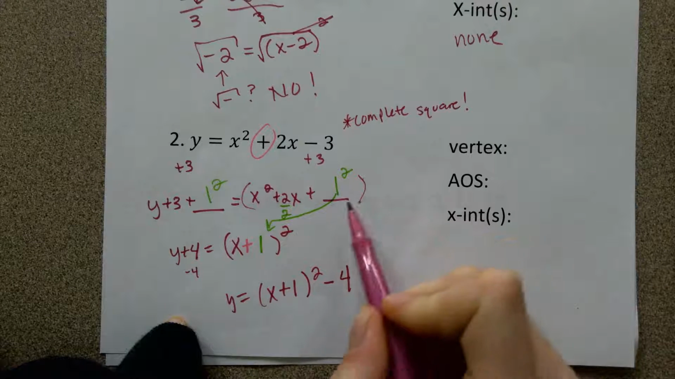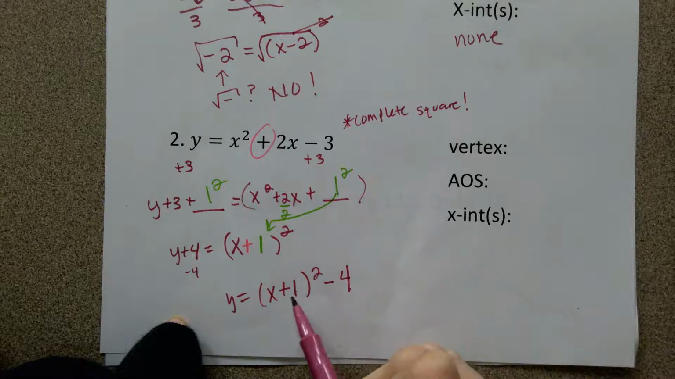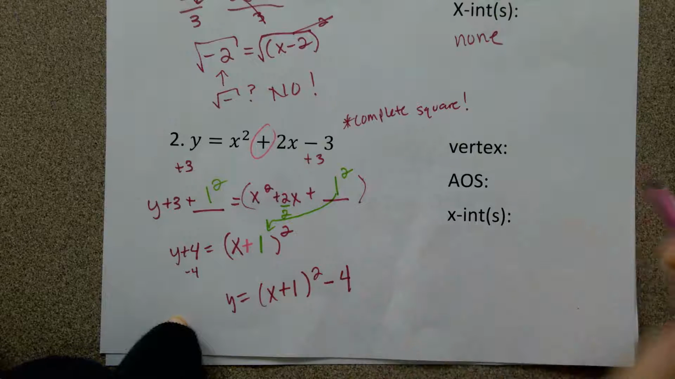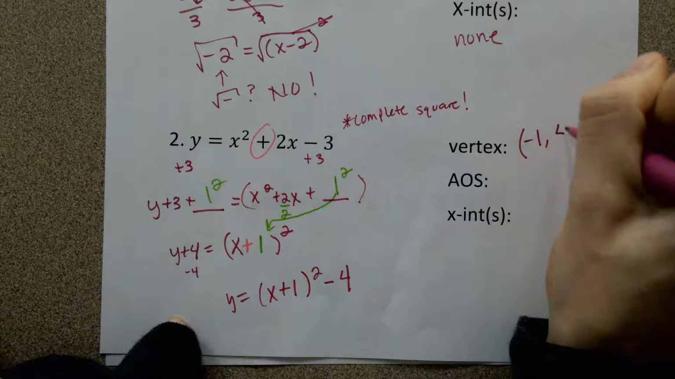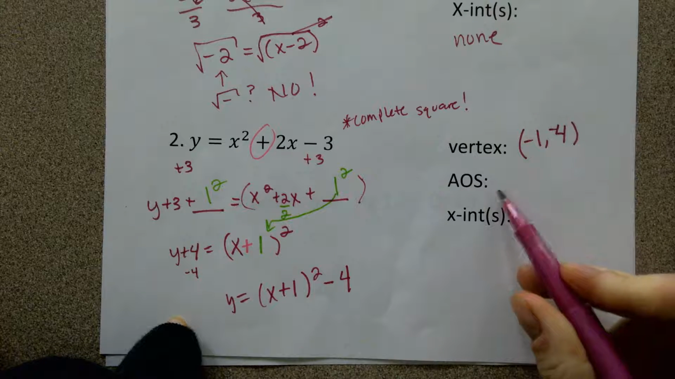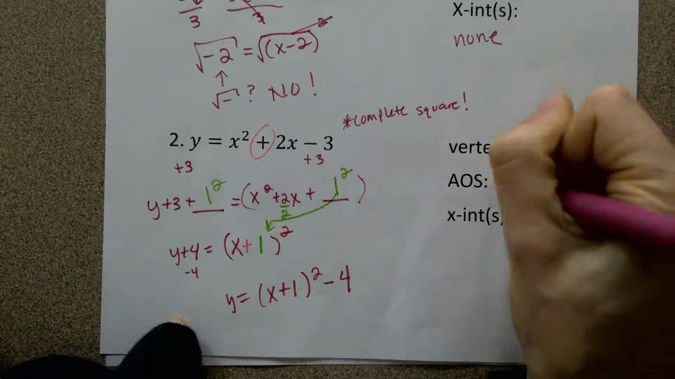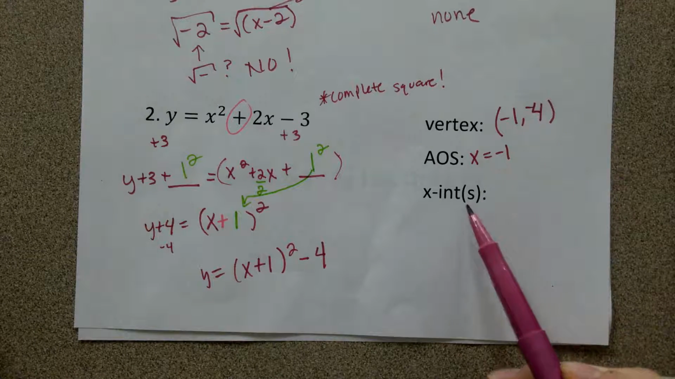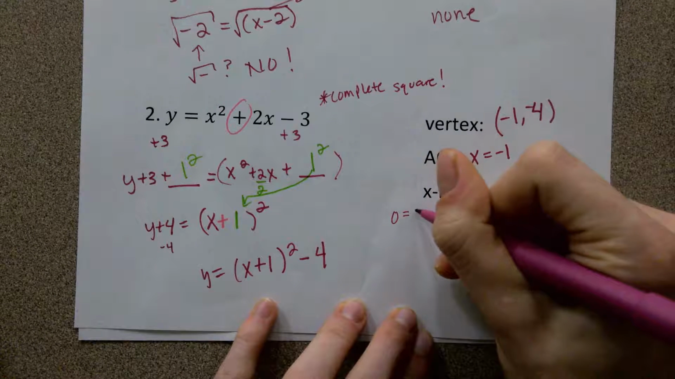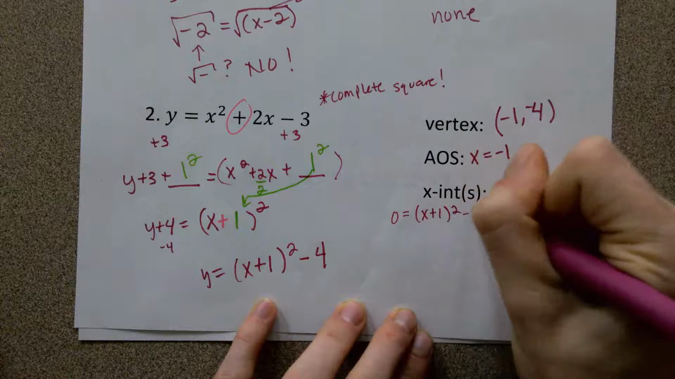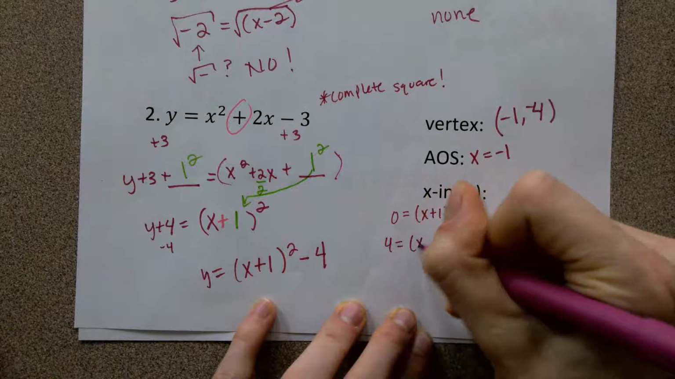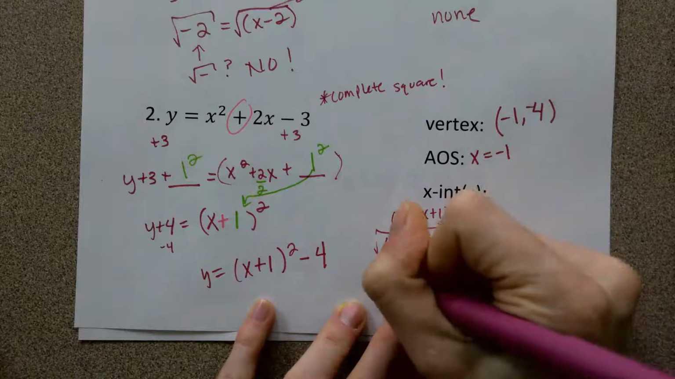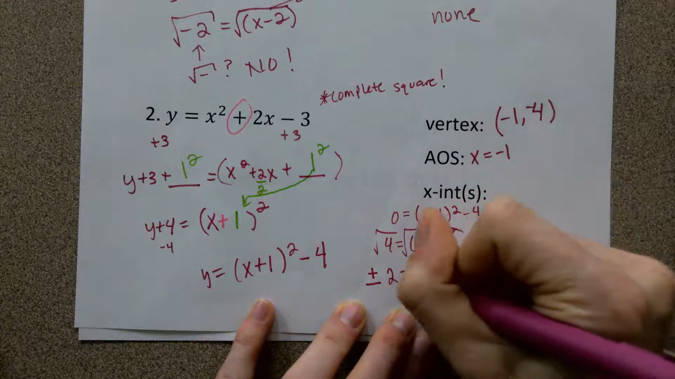This whole thing is the same as this. These are the same, just written in a different way so that we can find our vertex and our axis of symmetry. So our vertex is opposite of h comma k. Our axis of symmetry is always our x value, but we're going to write it as x equals negative 1. And finding our x-intercepts, we set 0 equal to y. And then we solve. Take the square root to get rid of that. The square root of 4 is plus or minus 2.